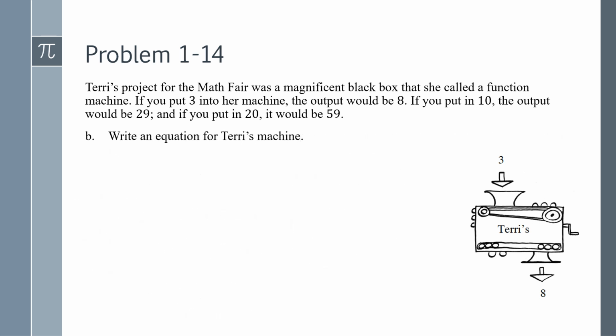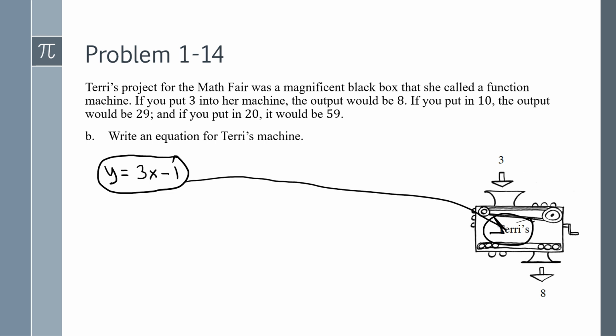Now, part B, write an equation for the machine. Well, if we look back at part A, we saw that when I put in x, I get 3x minus 1. That's the output. So my equation is going to be y equals the output I get with x, which was triple x, and then subtract 1. And so I should get y equals 3x minus 1, and that should go in Terry's machine. So I will replace that with that in the machine.